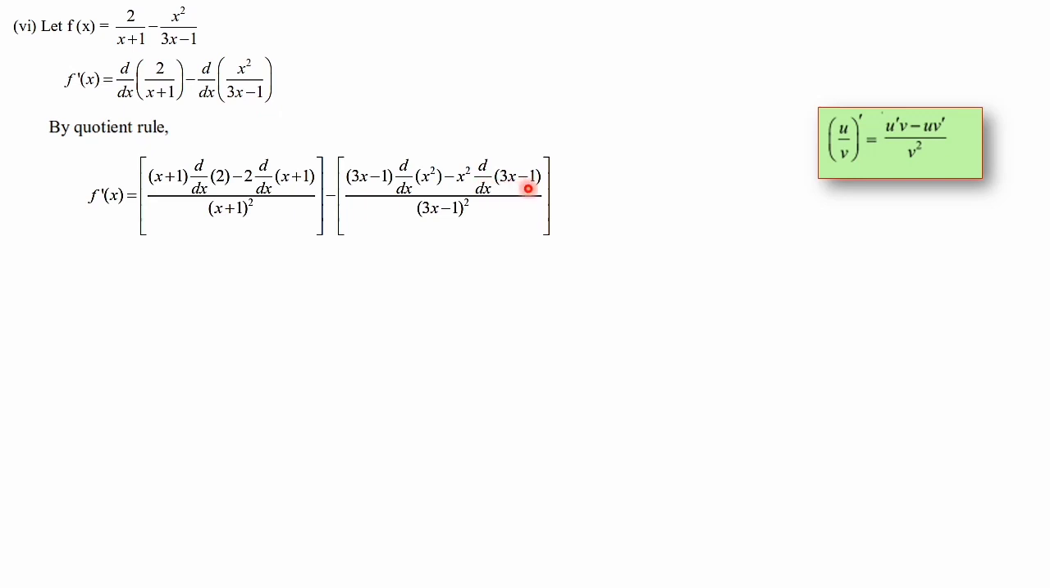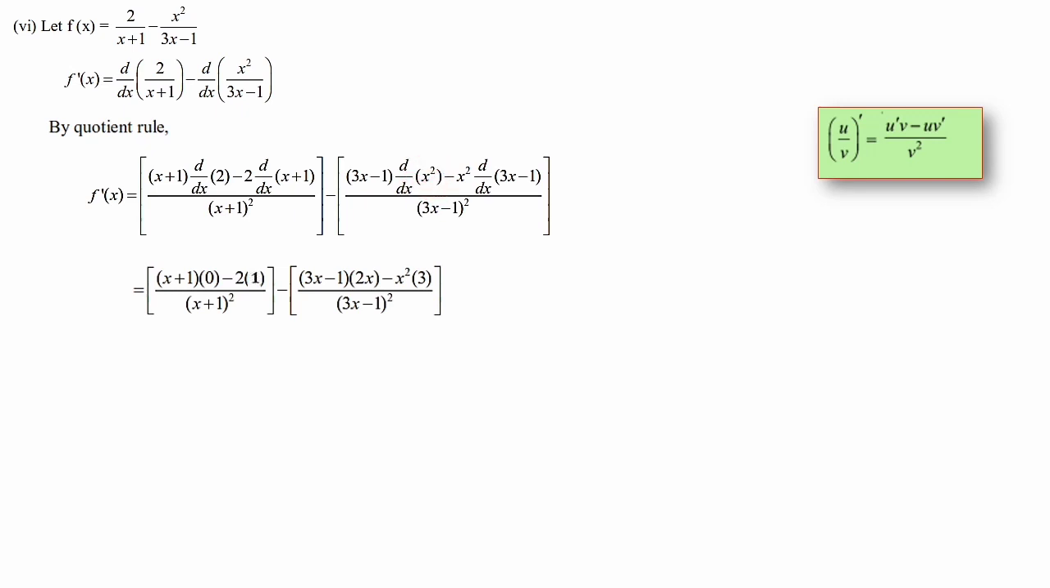Then we'll go for the calculation. x plus 1 into d by dx of a constant, that is 0. Here, algebra of derivatives: d by dx of x is 1, and d by dx of 1 is a constant, that is 0. So 1 plus 0 is 1. So 2 into 1 will be coming here, 2 into 1, minus here 3x minus 1 into d by dx of x square. D by dx of x square is 2x, by the formula x power n, n into x power n minus 1. By using that we can write d by dx of x square is 2x.